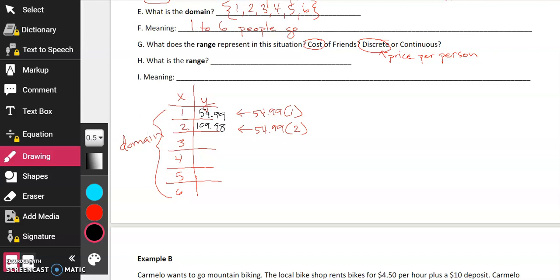It'd be 54.99, 109.98, 164.97, 219.96, 274.95, 329.94. Okay, this is our range, and we make a list because it's discrete. So I would list all of those numbers in my brackets.